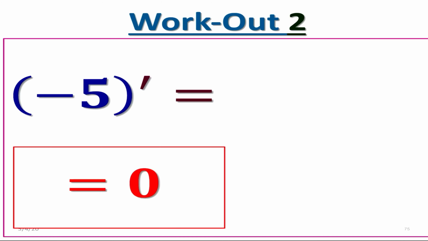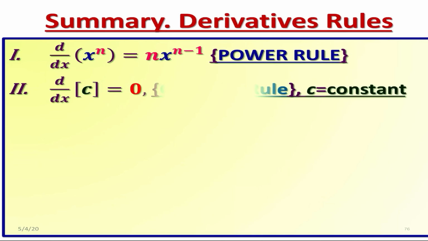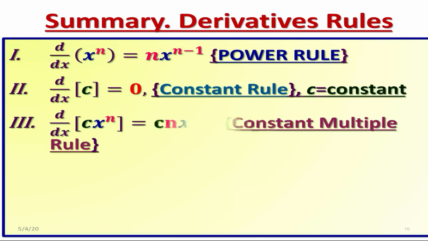Next example, say we have negative 5, and the derivative of any constant, any number, is just 0. Alright, let's move on. As a quick summary, here's the table of all derivative rules that you need to remember.